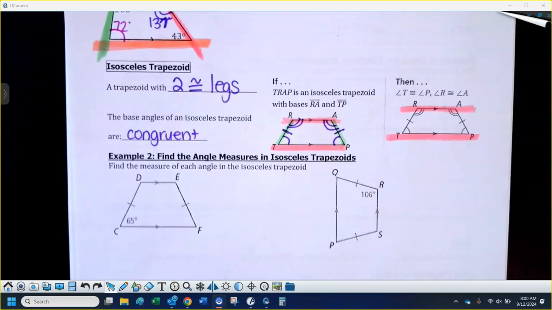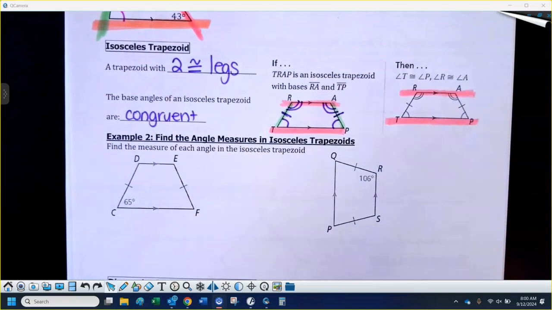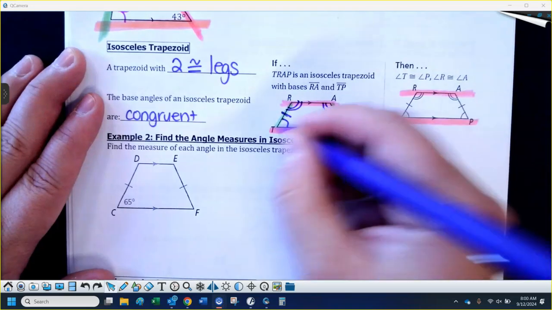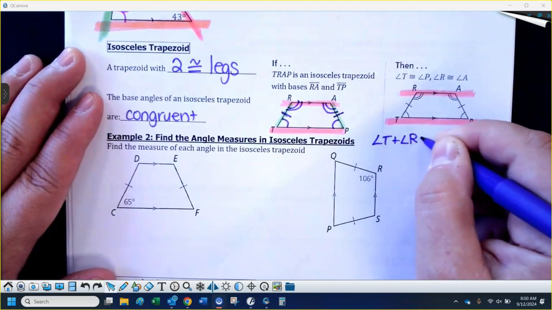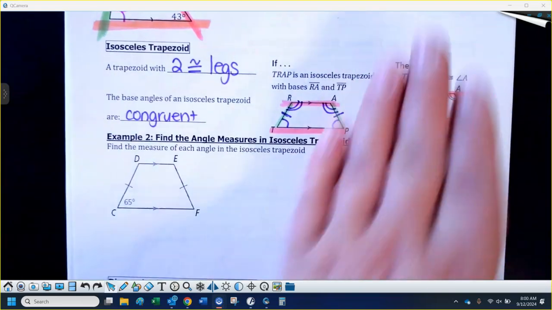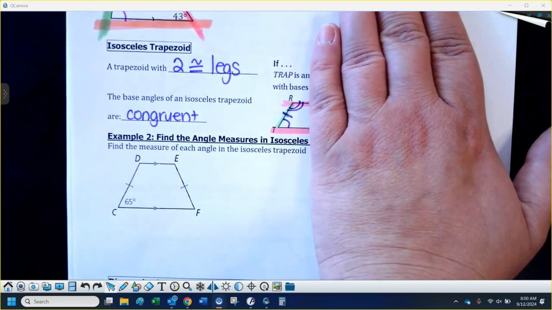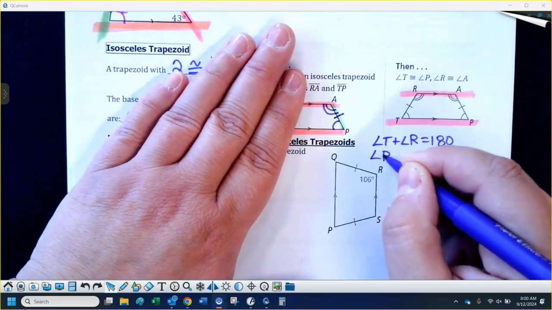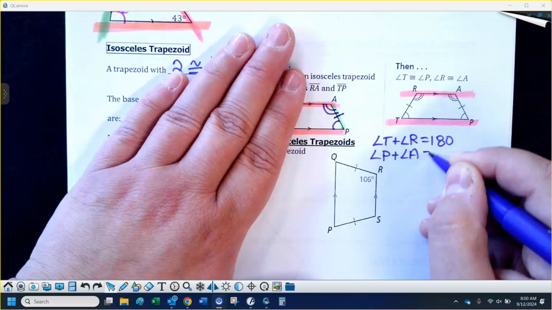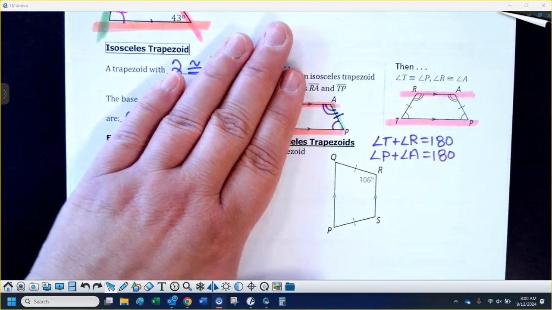Now, I know this is not written in here, but I'm going to remind you of something. Along the leg, like in that picture, angle T plus angle R has to add up to 180. So if I just look at one side, those two have to add up to 180. Same thing on the other side. If you have angle P and angle A, those are same side interior. They have to add up to 180.